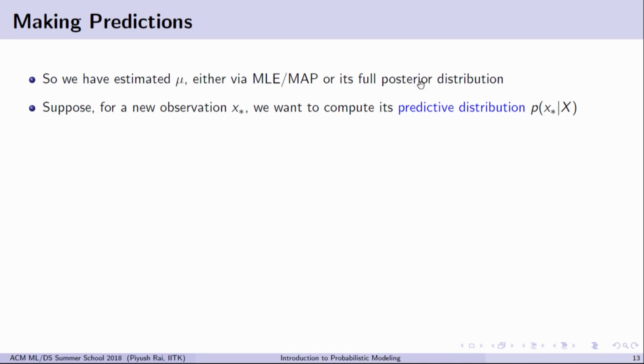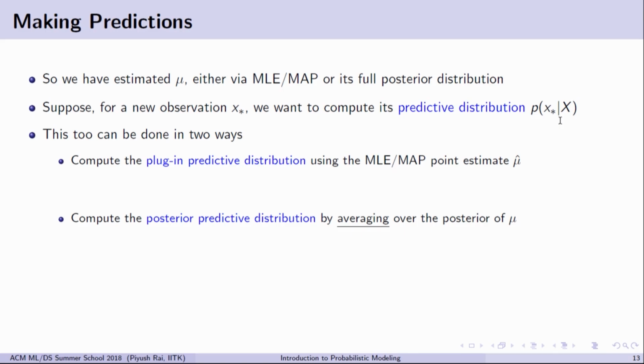Whereas in the second case, we get a full distribution over mu. Suppose our task is to compute P of X star given X. Now this can be done in two ways broadly. This is also known as a predictive, a generic term that I'm using. A predictive distribution is something where you're trying to predict something about a new observation given the previous observations, which is why I'm calling it a predictive distribution.